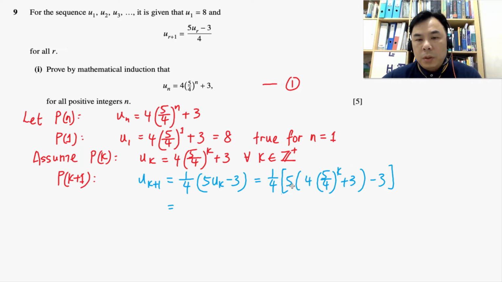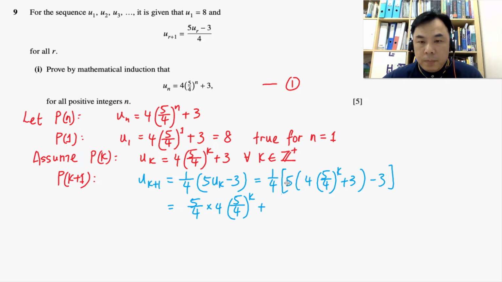From here, you can do a bit of algebraic manipulation. Now, we can actually bring in the 5 over 4 into this, and then bring out the 4. I'm going to factorize this. We have 5 over 4, that is typically 5 over 4, multiply with 4. And then after that, I'm going to expand this also.